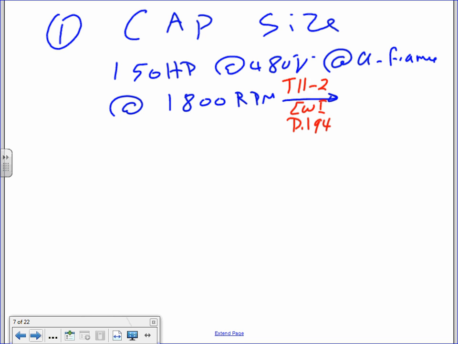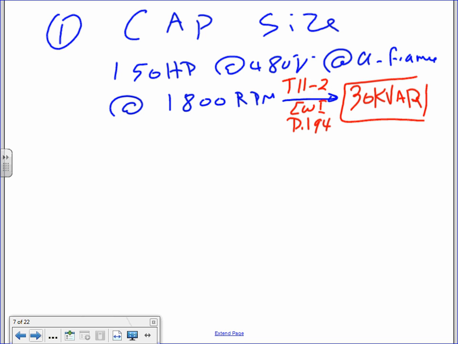For this particular one, you're going to go to 150 at 480, U-frame, at 1800 RPM, table 11-2, Electrical Wiring Industrial, page 194. Make sure you know how to use this table, guys. We have used this table before. And make sure you go to the U-frame, not the T-frame, because that's what we're asking about. The U-frame, which is the upper one. When you go there, you're going to find that the capacitor size is 30 kVAR. No calculation needed. Any comments, guys? Any questions? So on the test, you open the book, go to that particular one, and pull the capacitor size. Done. That's basically what the size is, 30 kVAR.